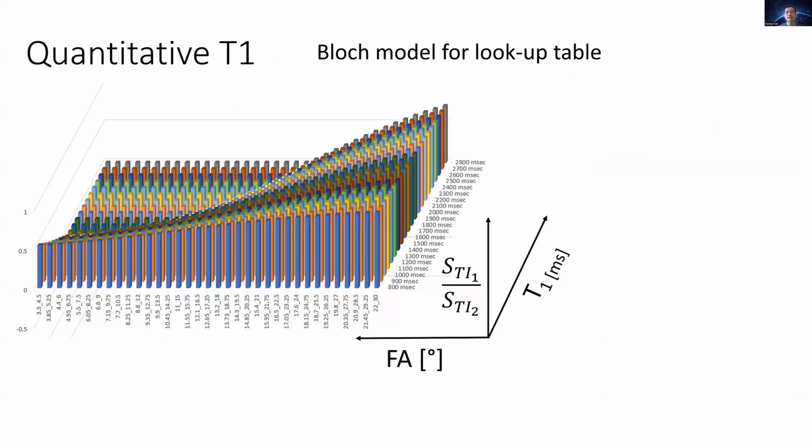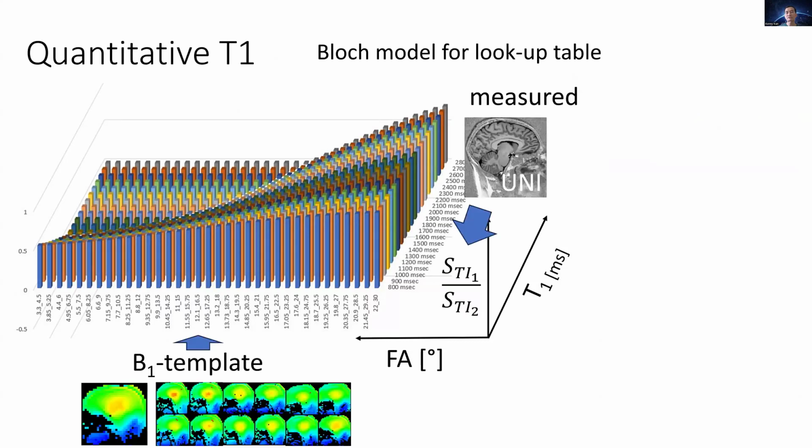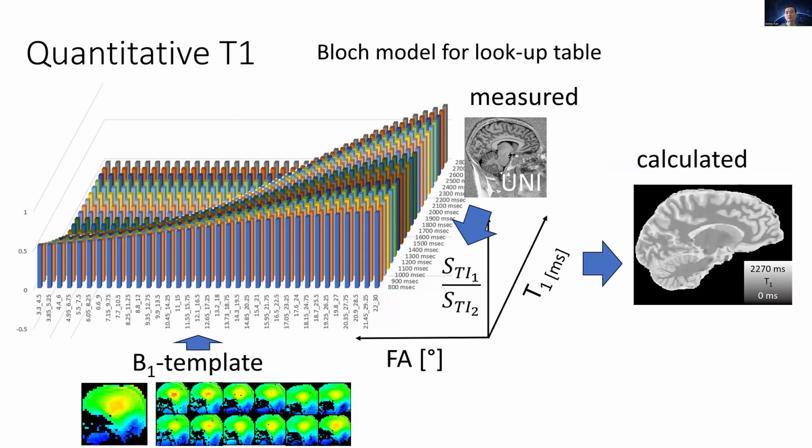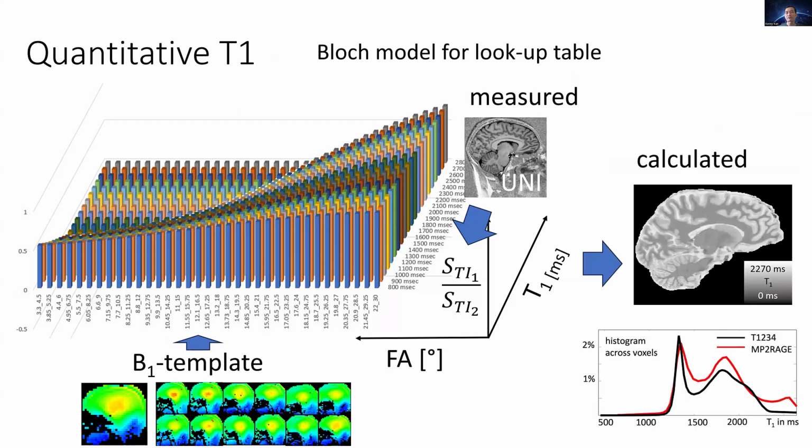This Bloch model can then also be inverted by means of a lookup table to convert the measured signal ratio into quantitative T1 values, with a comparable T1 histogram to what we would expect from MP2RAGE.